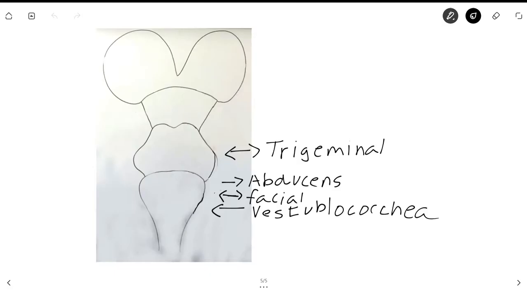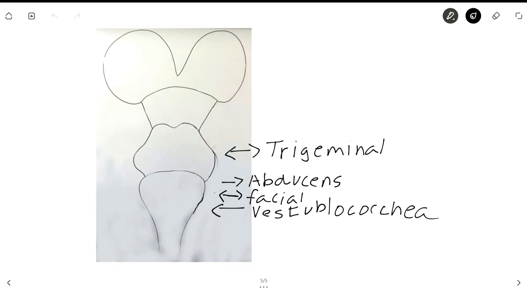The pons has one main nerve, and then the pons and medulla oblongata junction has three other nerves. But I'm going to count those as the nerves in the pons just for the sake of this video. So we have the trigeminal, which is sensory and motor. We have the abducens nerve. We have the facial nerve, and we have the vestibulocochlear nerve.